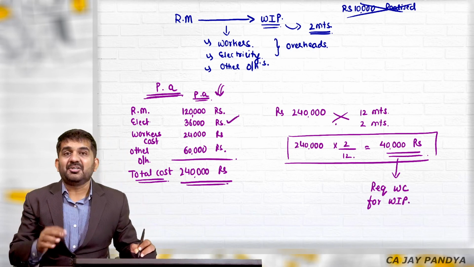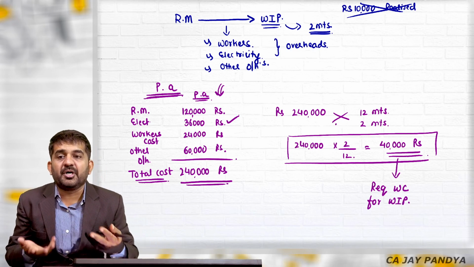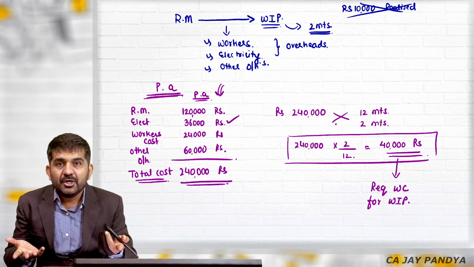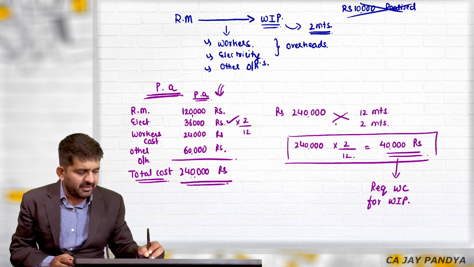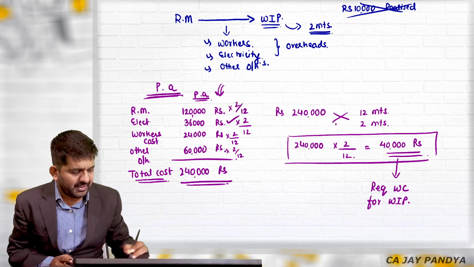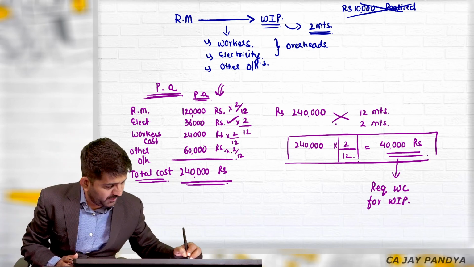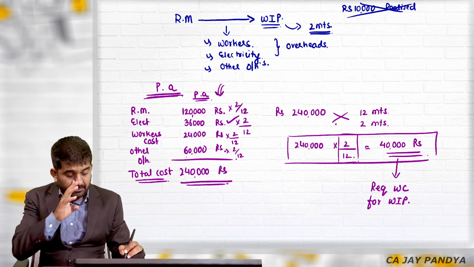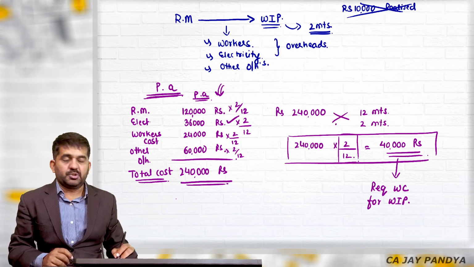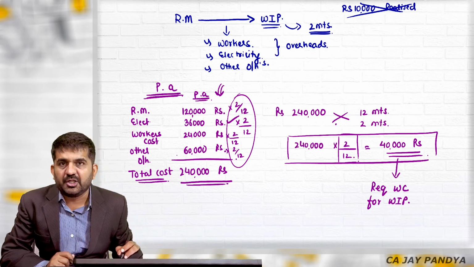Sir, why have we taken 36,000? We are not going to have a requirement of 36,000. Why? 36,000 is per annum, and our WIP is going to remain only for 2 months. So we have done into 2 divided by 12 for each item, and taken 2 divided by 12 common and directly applied it to the total 1,20,000 plus 36 plus 24 plus 60, that is 2,40,000. We summed up and got the requirement of 40,000.